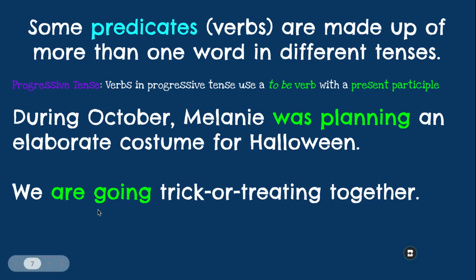We are going trick-or-treating together. Again, are going, it sounds like trick-or-treating, right? But are going is actually the full verb phrase there. You guys might think going sounds like the verb, but we also have to make sure we are including that to be verb in front of it because that is the complete action that we are doing.